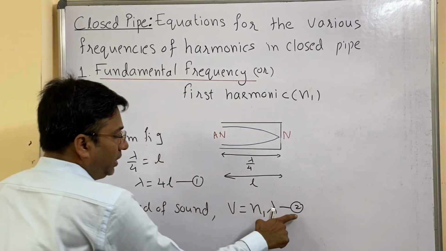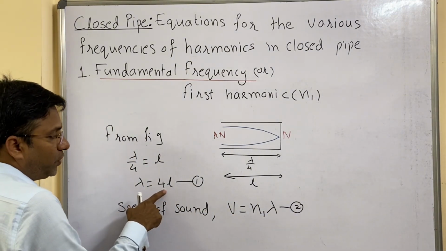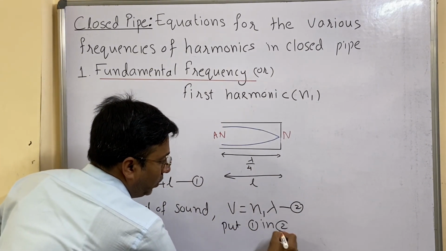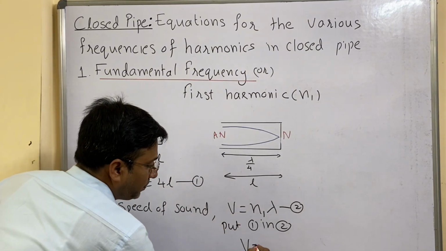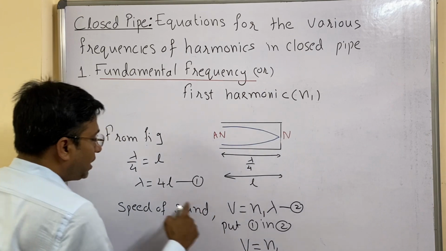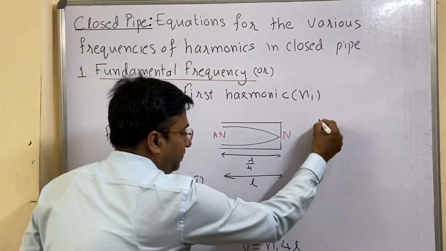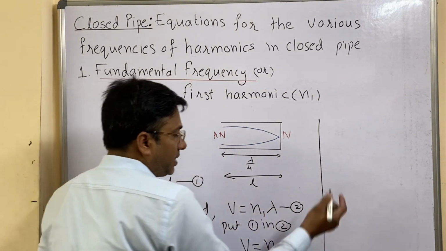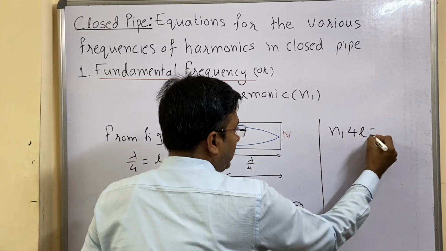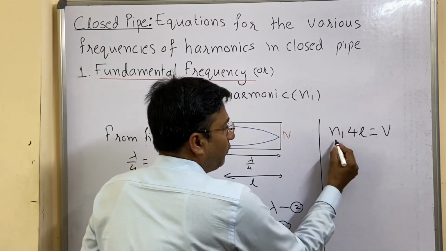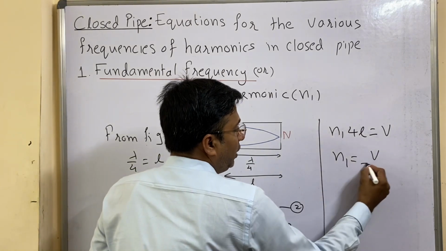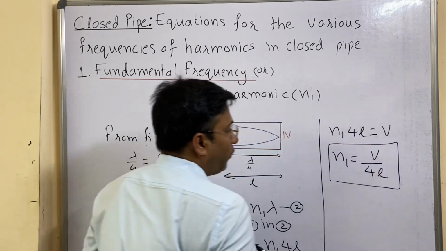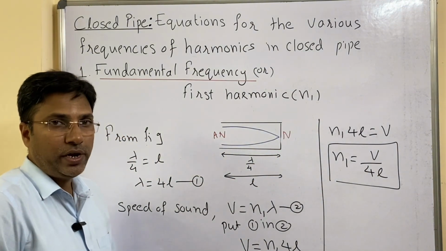Now substitute 1 in 2. In 1, you have the value of lambda, that is 4L. So what will we get here? Put 1 in 2. We will get V equal to N1, as it is, and in place of lambda, 4L. Now I am flipping this equation. N1 times 4L I am writing on the left side, V on the right side. So it will become N1 times 4L is equal to V. As we have to find N1 here, N1 is equal to V, and this 4L comes in the denominator. Therefore, the first frequency formula is N1 is equal to V by 4L.